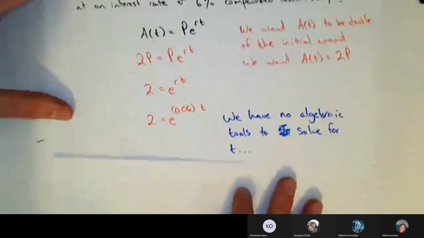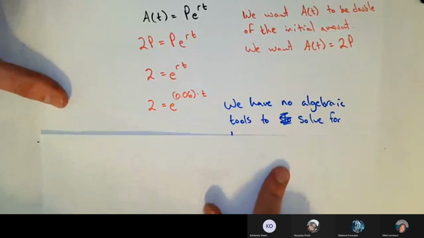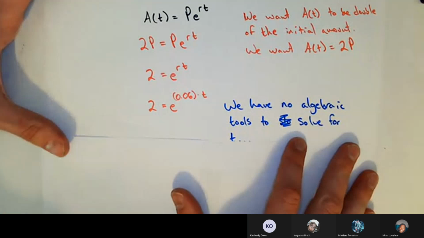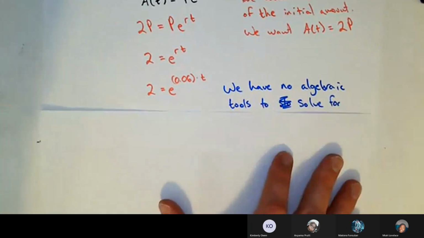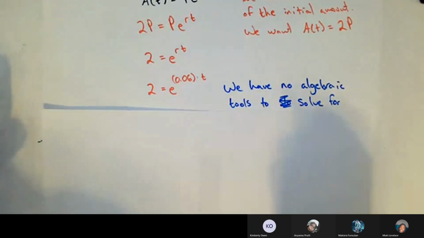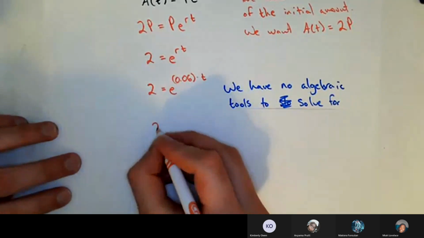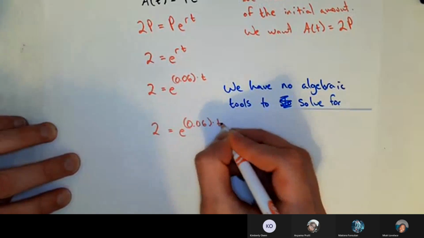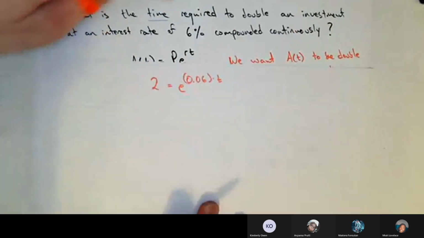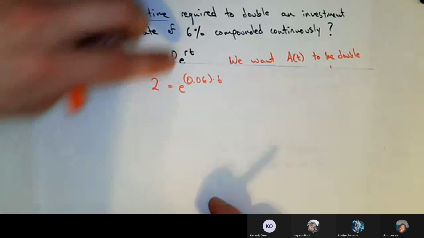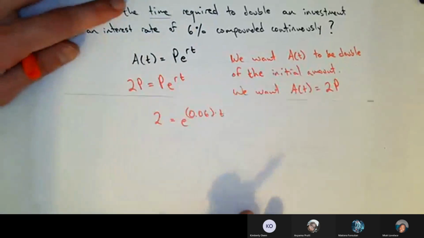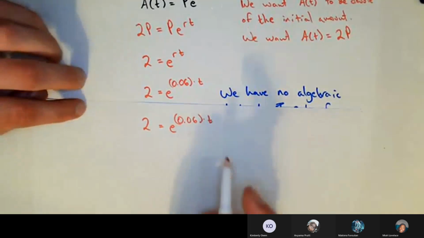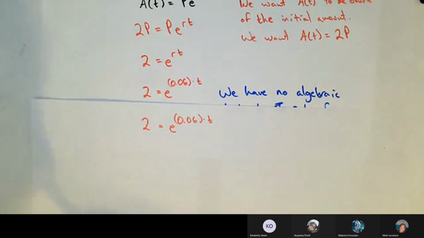But we can get further now, because now we have some algebraic tools to be able to solve this a little bit further. Let's think about this. What can we do from here? Now that we know about the natural log that has base e, I have 2 equals e to the 0.06 times t. So this is a question of how much time is required to double an investment in interest. We've already worked this problem as far as we could. The point is it's asking for time, asking us to solve for t.